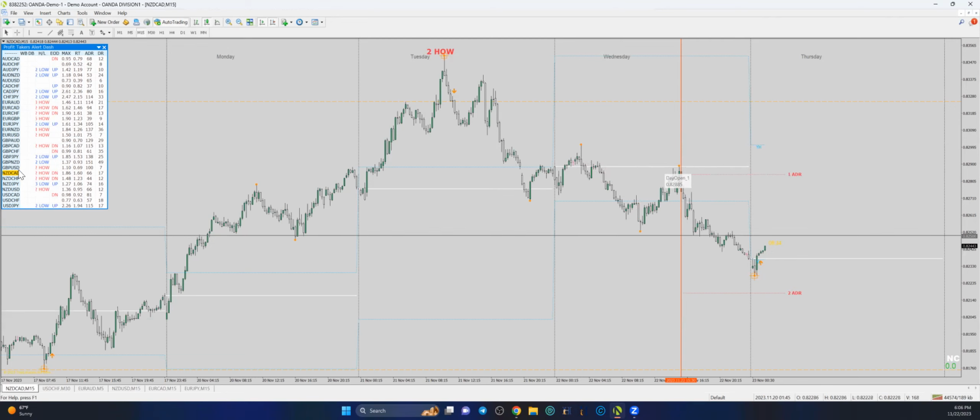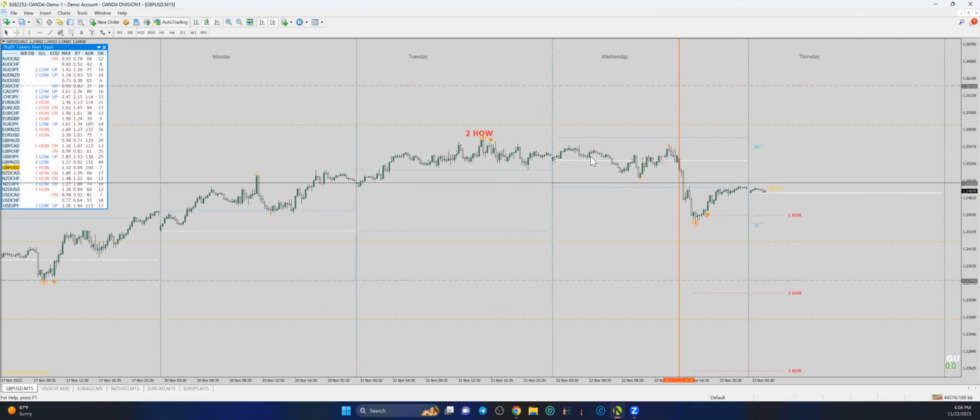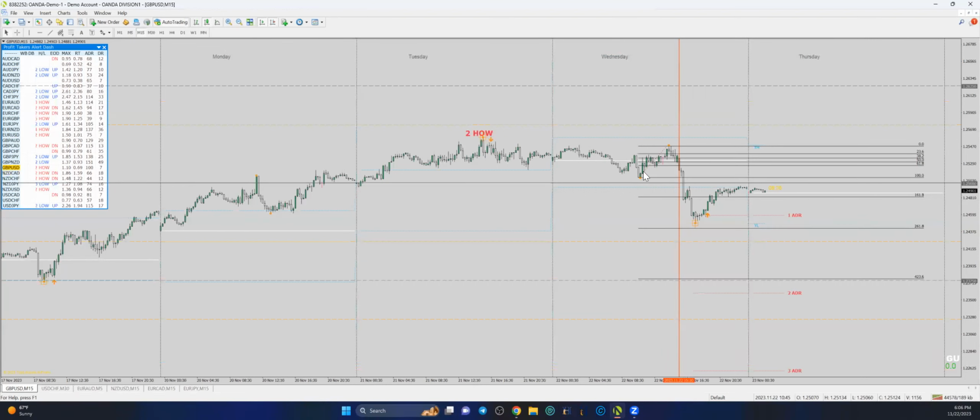Okay, let's look. We have GU. This one was also a trend trade. Again, we were waiting for prices to hit the high of the day so that we can get in for the short. Okay, so we can just use the low of the day here and boom, we're in.